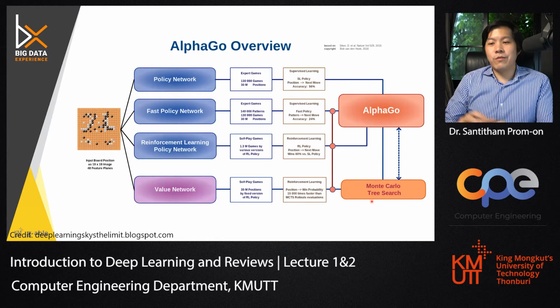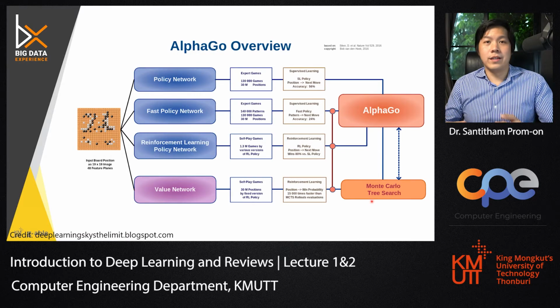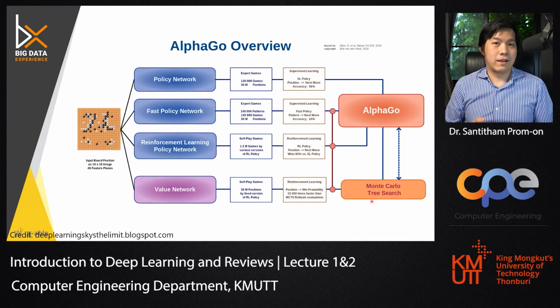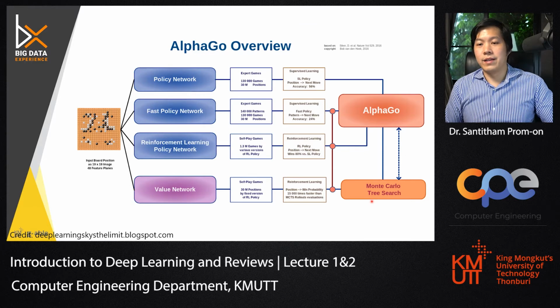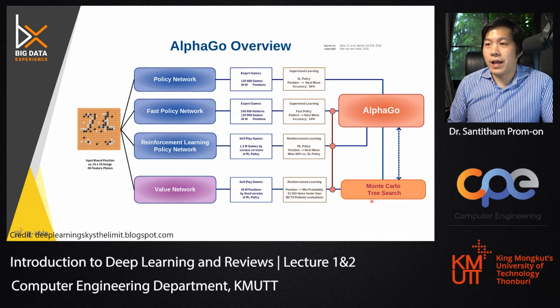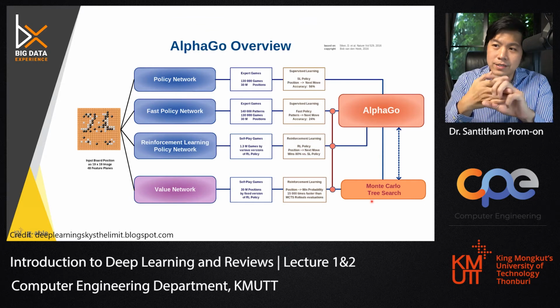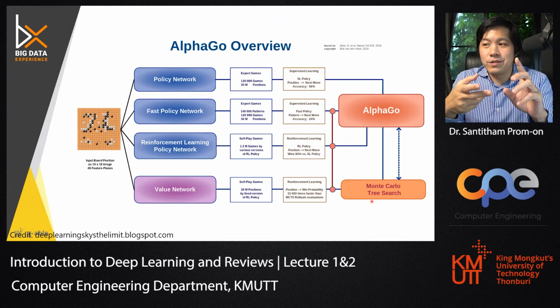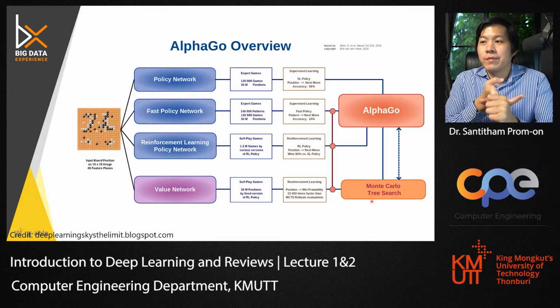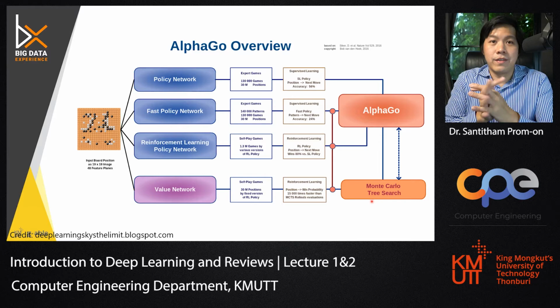Okay. If you are interested in AlphaGo, in the combination of reinforcement learning and different types of networks together, you can find the link in the credits here. But I would suggest that before that, you should first understand how to create a supervised deep learning model, and also how to do reinforcement learning. Then the combination of them will come afterward.